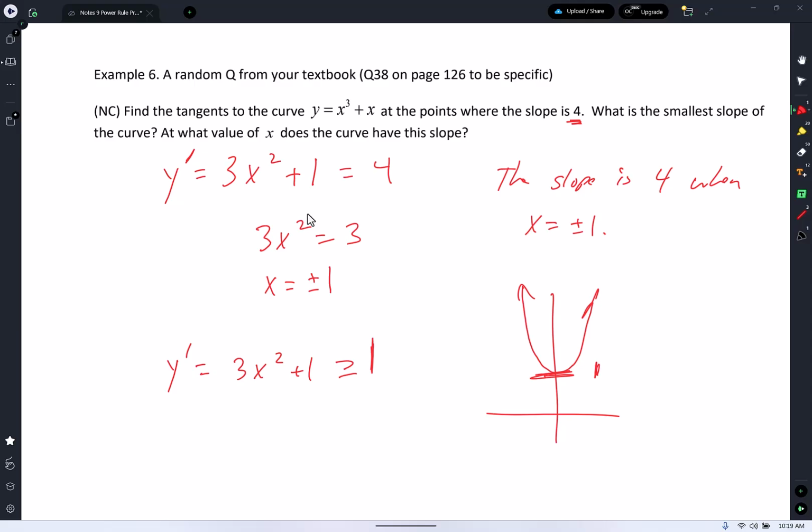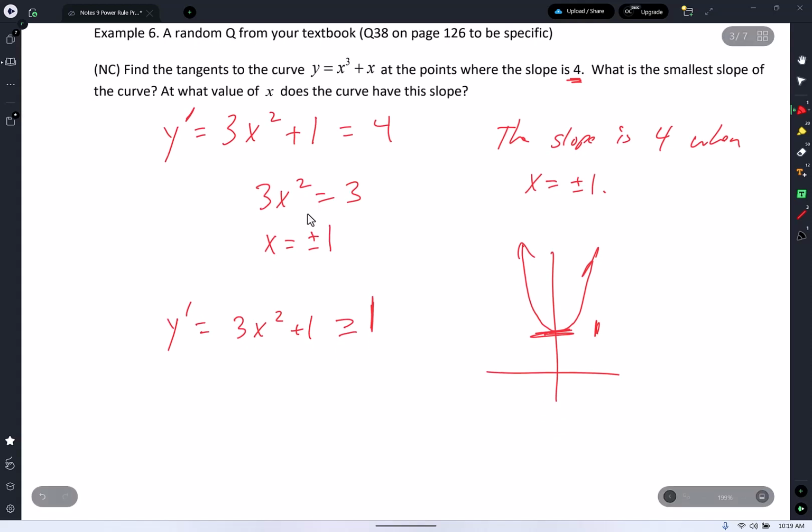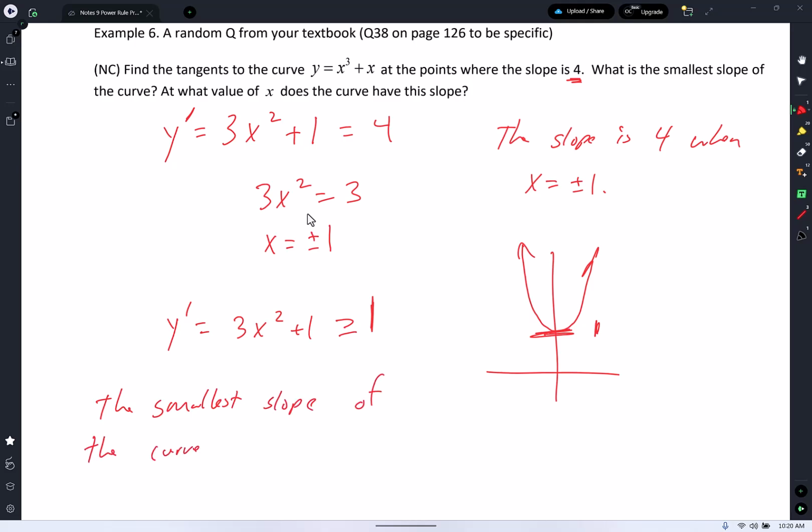Do you guys see that? So the smallest slope that this curve will ever have is 1. So I'm going to write the smallest slope of the curve y equals x cubed plus x is 1. There it is. That's the smallest you'll ever be. It'll never be smaller than 1. It's always going to be bigger.